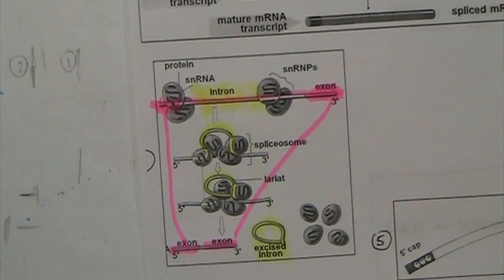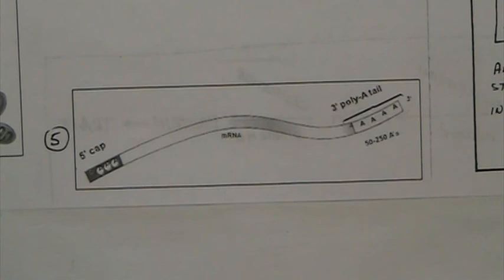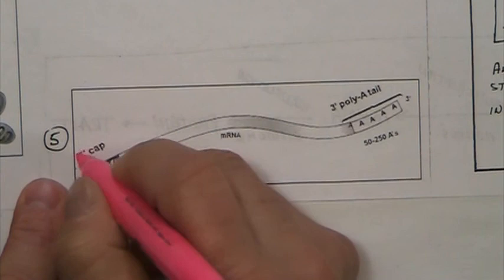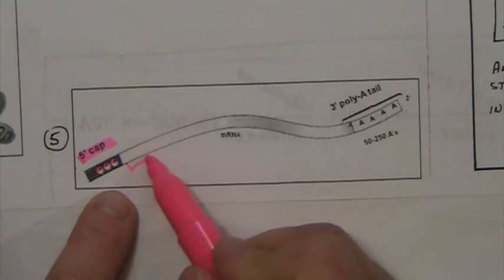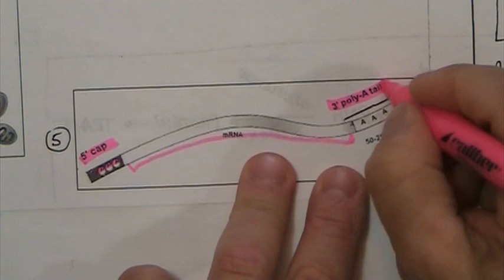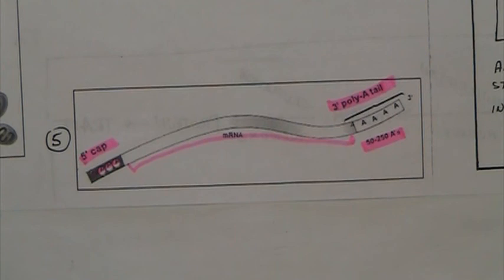And finally, and this is really the final picture, you have your mature messenger RNA with the 5' GTP cap. You can see the phosphates there, the actual piece of code, and the poly A tail at the 3' end that can be anywhere between 50 and 250 adenines, depending on how long you need that molecule of messenger RNA to be around.